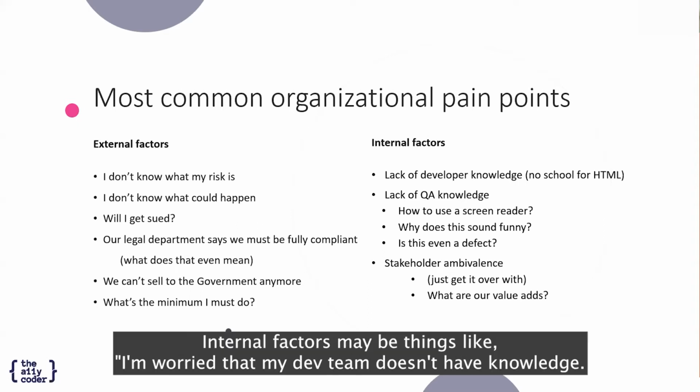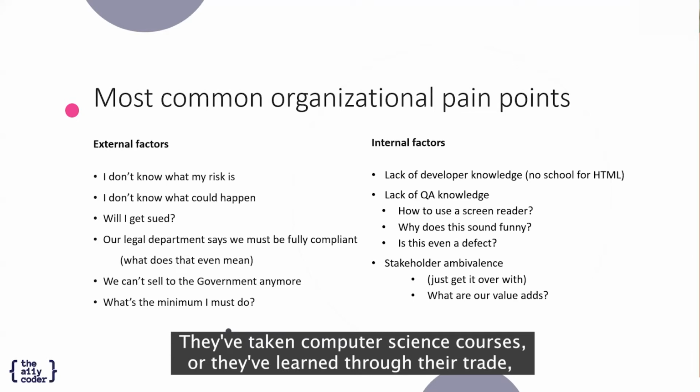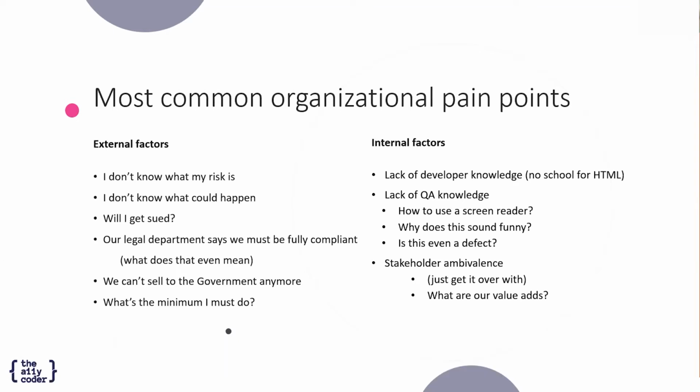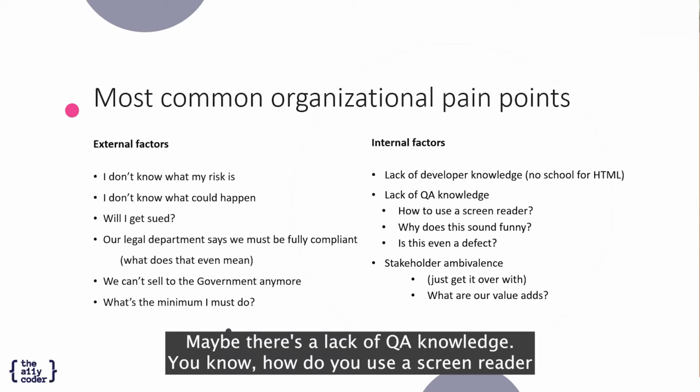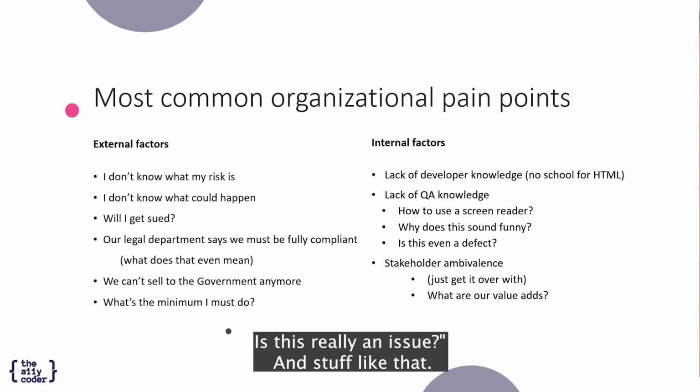Internal factors may be things like, I'm worried that my dev team doesn't have knowledge, because a lot of developers didn't go to school for HTML. They've taken computer science courses, or they've learned through the trade, but they never went to school to learn what an image is and how it should be properly built. Maybe there's a lack of QA knowledge, how to use a screen reader, or I get asked this a lot, this sounds really funny, is this really an issue, or stuff like that.